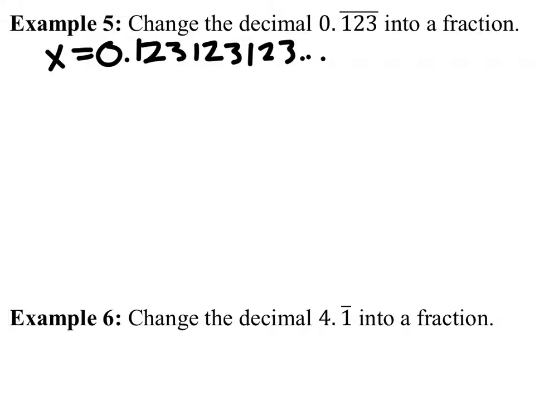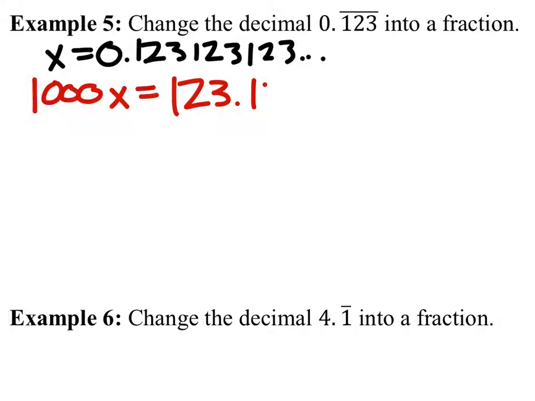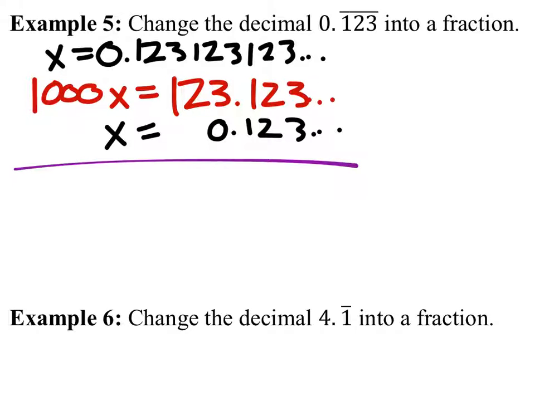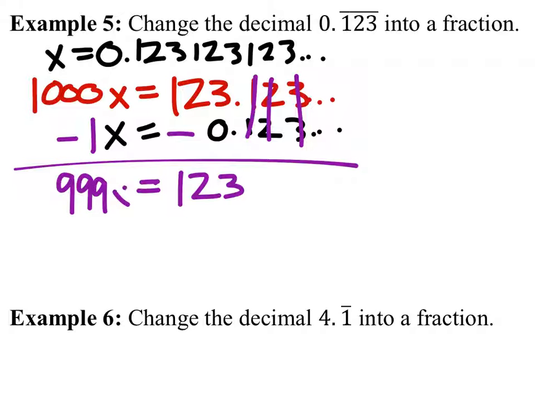Anyways, we're gonna multiply that by 1,000 so that we can move the decimal place 3 times. So that gives us 123.123 and so forth. So let's go ahead and subtract these out from each other. Again, the decimals cancel out, which is very nice. We got 123 right here, and 1,000 minus 1 is 999 x's. So to solve these, we're going to divide both sides by 999, and we get 1x.